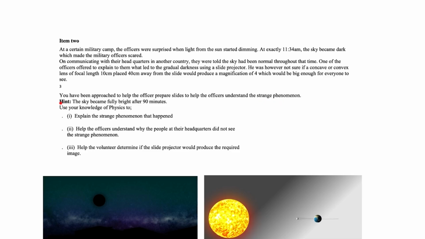You've been given a hint here. The sky became fully bright after 90 minutes. Use your knowledge of physics to, now these are our tasks. Task 1: explain the strange phenomenon that happened. Task 2: help the officers understand why the people at their headquarters did not see the strange phenomenon. Task 3: help the volunteer determine if the slide projector would produce the required image.